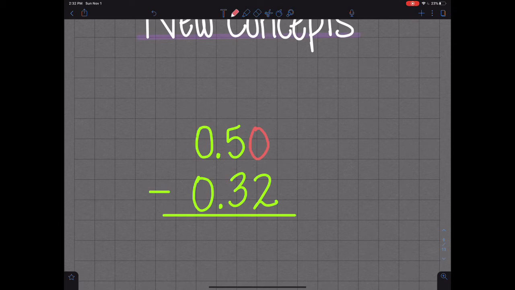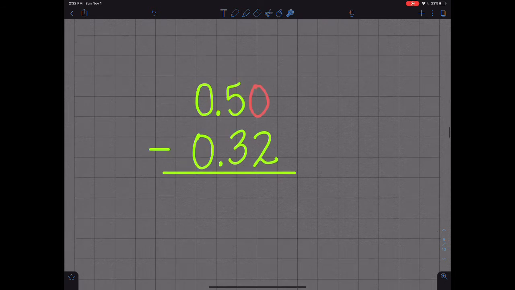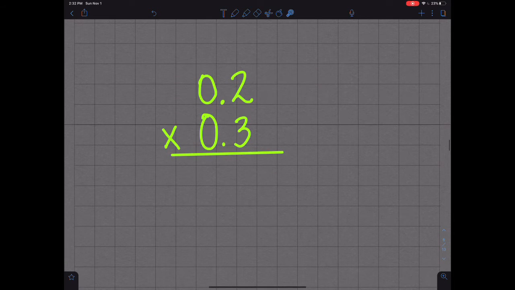Alrighty, now we're going to go over this problem in a minute, so I won't solve it right now, but I just wanted to show you that you can add a 0 in that location and it does not change the value of this number at all, okay? Now, here's another one, 0.2 times 0.3.